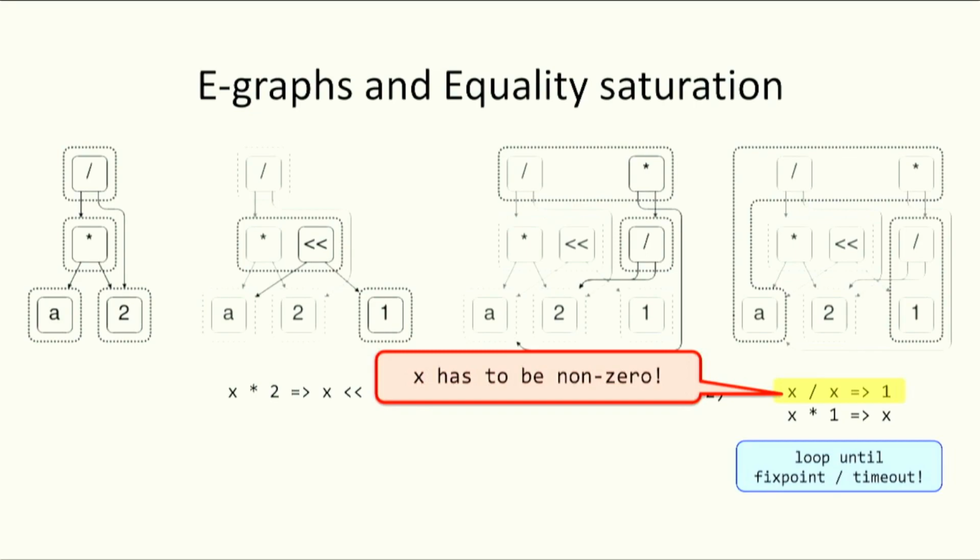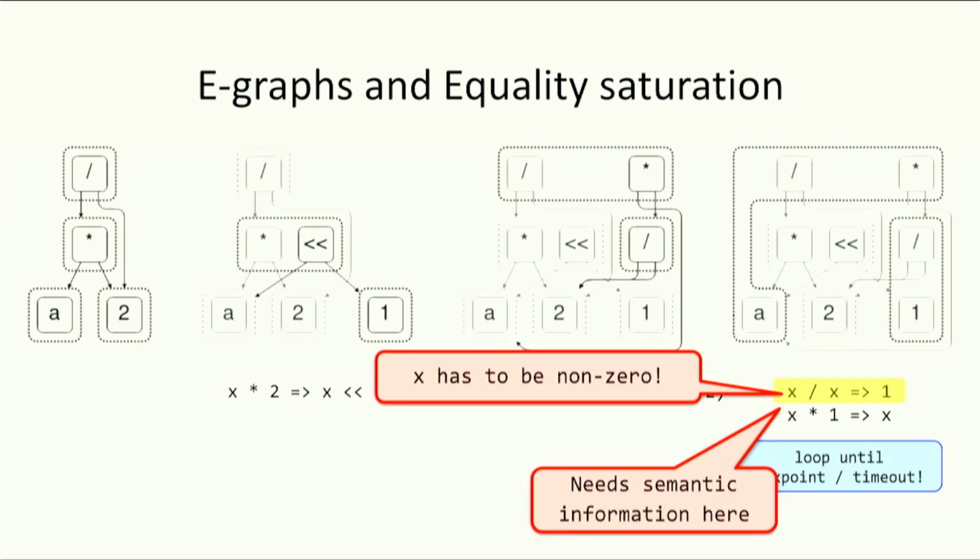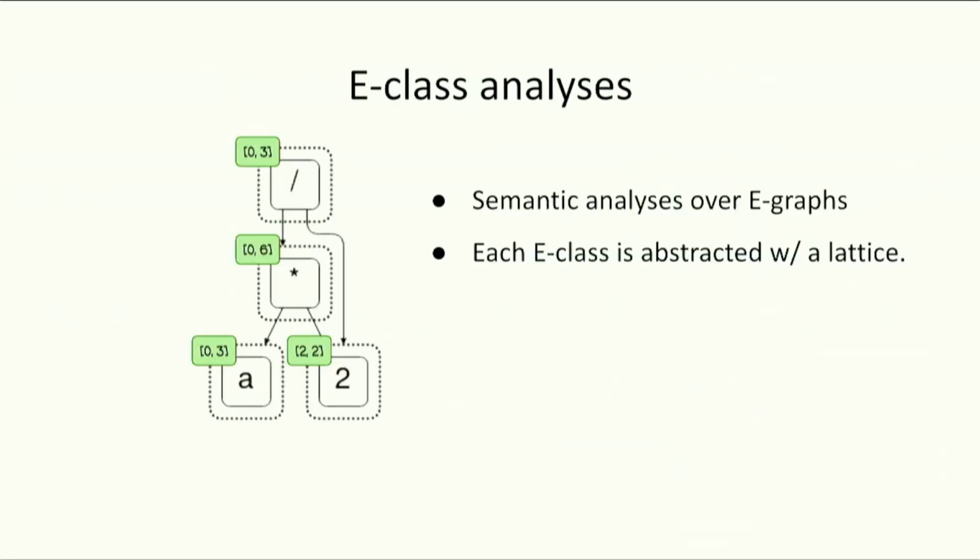One thing to note here, though, is that the rule x over x to 1 is actually not sound. For this rule to apply, x must not be 0. In other words, we need semantic information about x from this e-graph. But how can we do this? Well, existing EqSat frameworks like egg use the so-called e-class analyses to support semantic analysis over e-graphs.